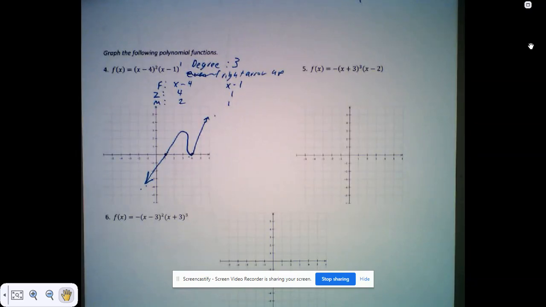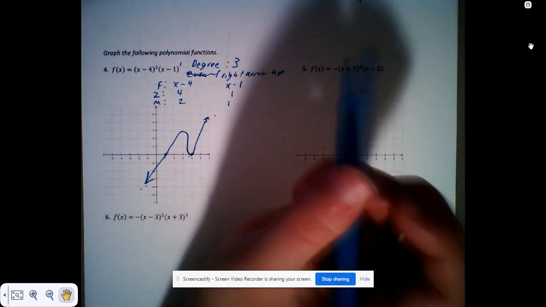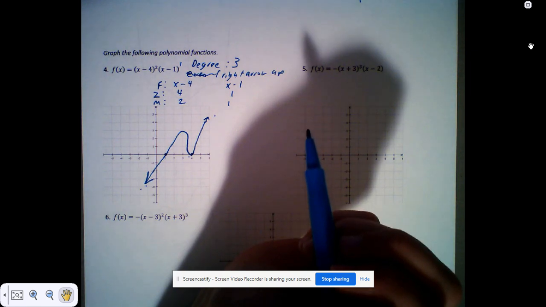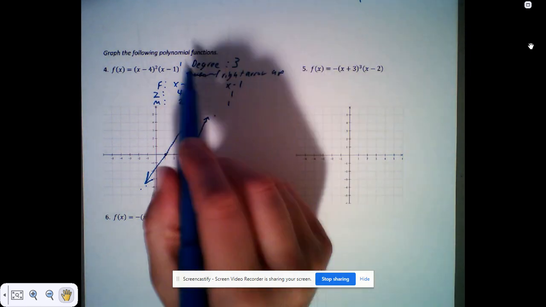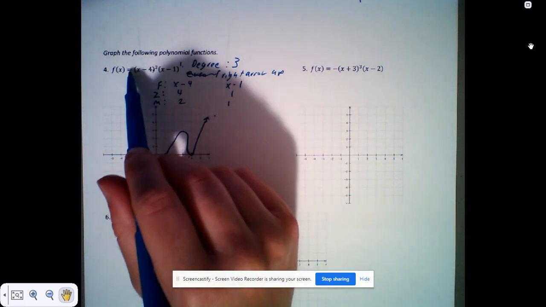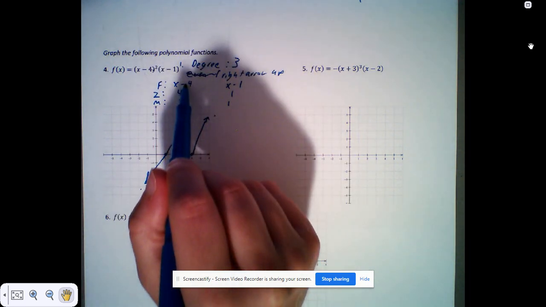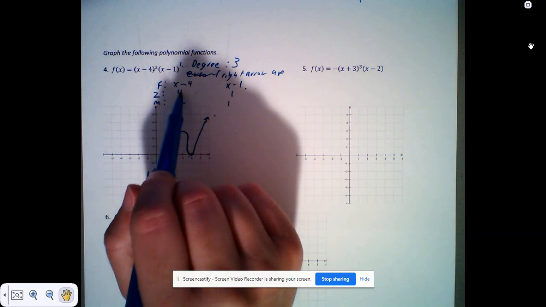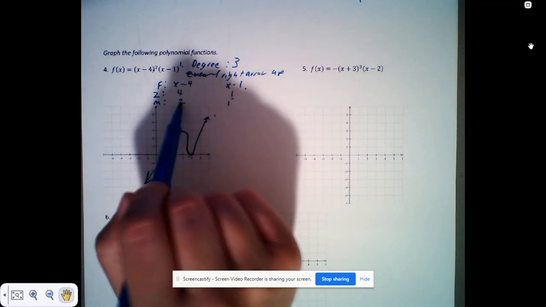Okay, so for 4, I did all the writing without realizing I wasn't sharing anymore. You got degree of 3 because you do 2 plus 1. The right arrow goes up because it's positive. My factors are x minus 4 and x minus 1. My zeros would be 4 and 1. My multiplicity would be 2 and 1.